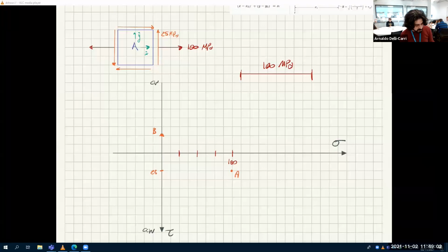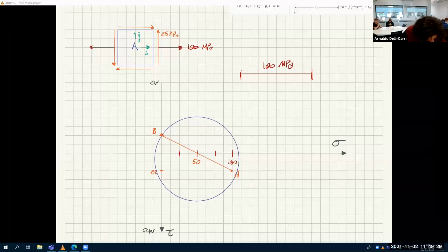And so I can just draw the Mohr circle. I see that the average stress is 50. It makes sense: 100 plus 0 divided by 2 is 50. See, it's exactly halfway through. This is my sigma average, 50. And now I draw the circle. The circle must pass through B and A and must have 50 as its center. There you go.